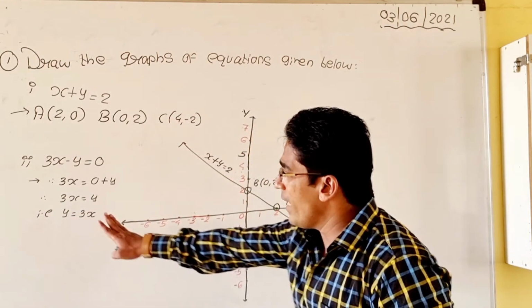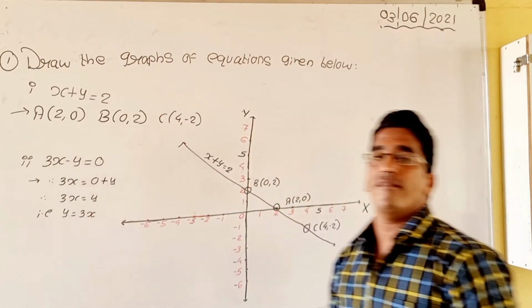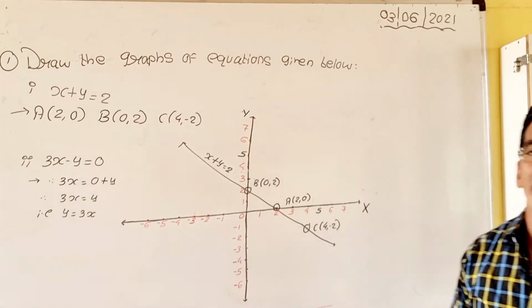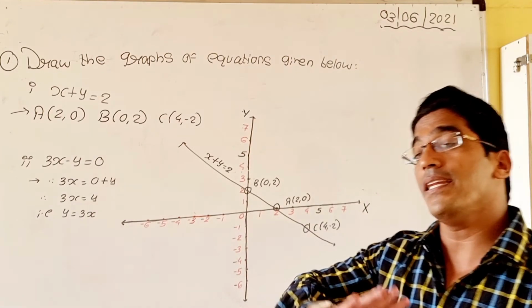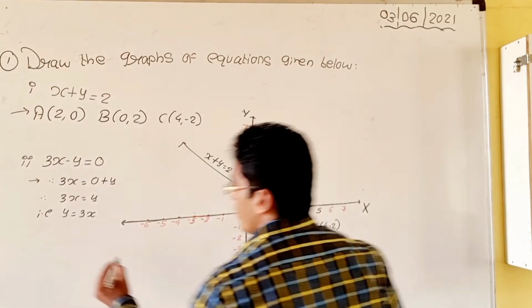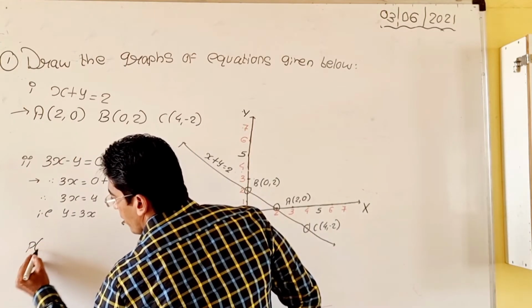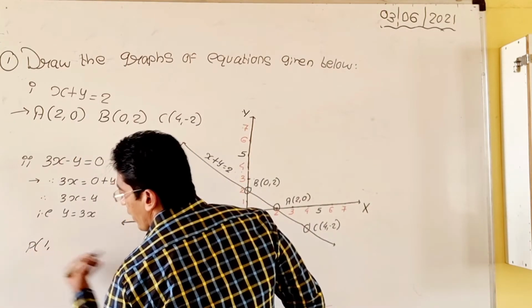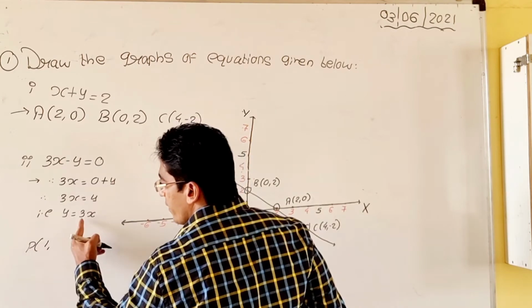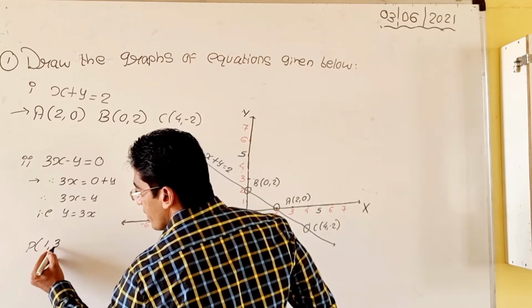Now on the right side of the equation I am having the variable x. Now you can take any value for x. Suppose point P, I am taking x as 1. What will be my y? 3 into 1, that is 3.